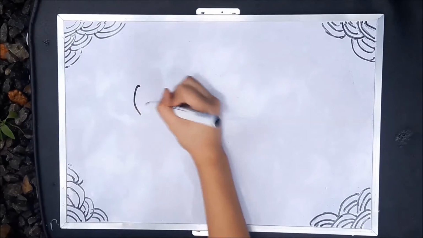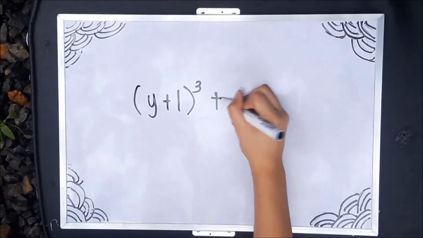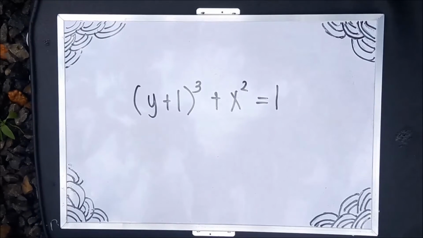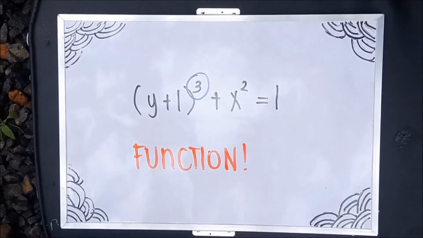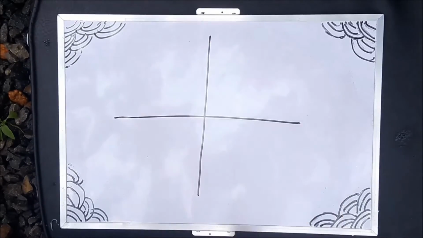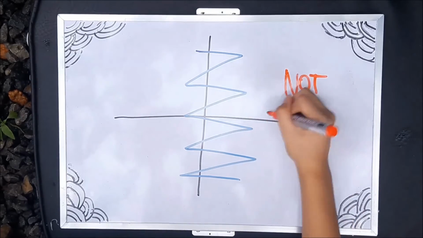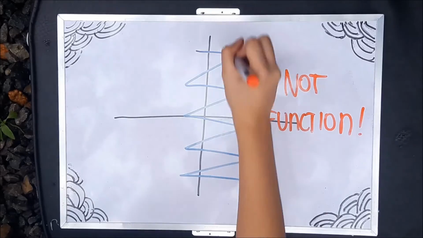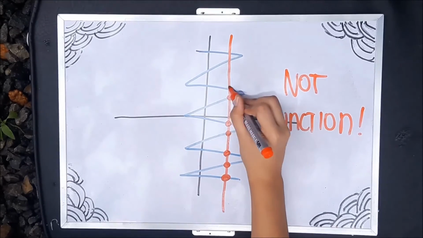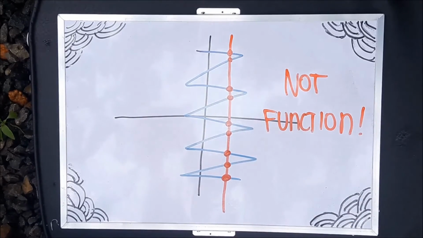The fourth example is (y plus 1) cubed plus x squared equals 1. Is it a function or not? It is a function because the exponent of y, which is 3, is odd. The last example is like this. Is it a function or not? It is not a function because by the use of the vertical line test, two or more points intersect the line.